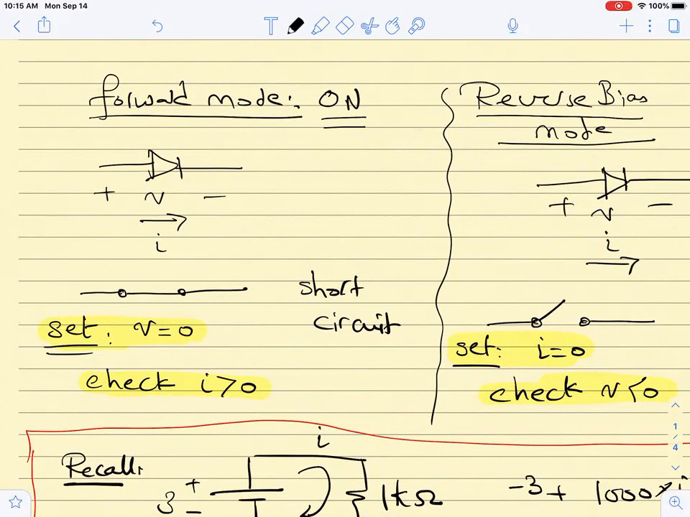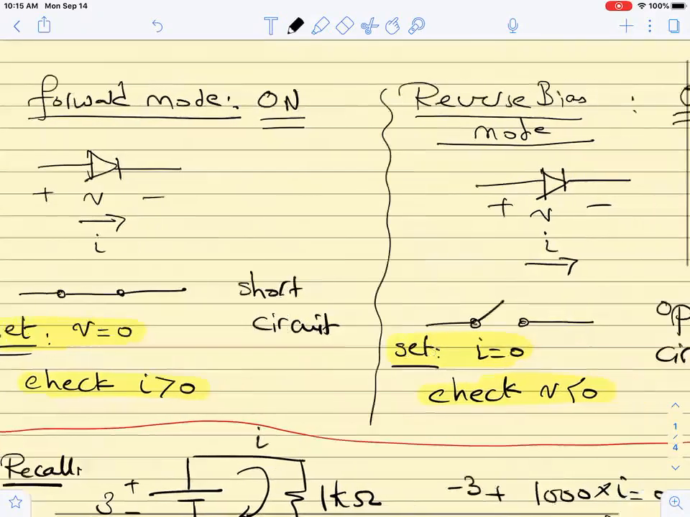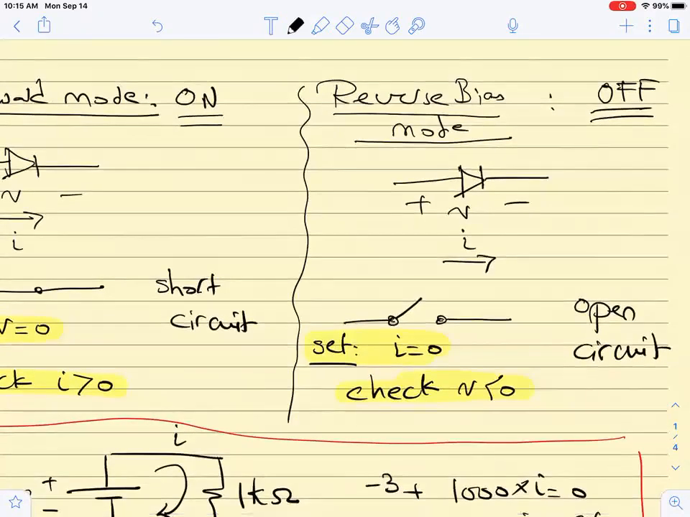I assume it is on and I replace it by a short circuit. I set V equals 0. I solve for my circuit and then check if I is positive. If I is positive, my assumption is correct. Otherwise I say it is off. Let me set it as an open circuit, solve for the KVL or KCL, and check if V is negative. If V is negative, one of the two assumptions has to work.